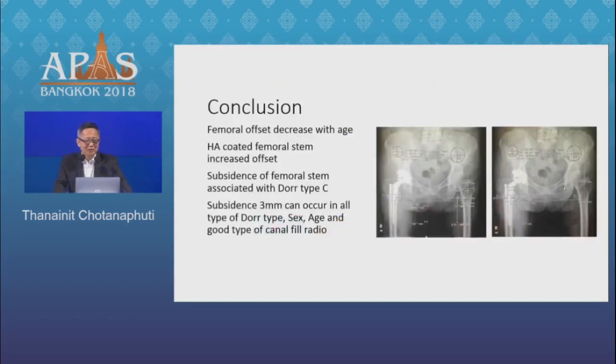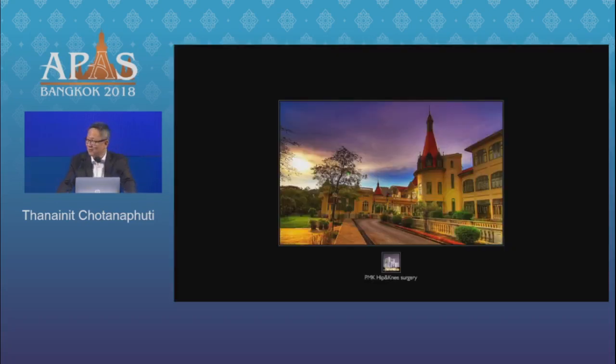So in conclusion, femoral offset decreases with age, and the HA stem increases the offset a little bit. The subsidence of the femoral stem is associated with Dorr type C. And we consider the subsidence of 3 millimeter can happen in any Dorr type, sex, age. And even with a good fill of the femoral canal, we did not find any difference in canal fill ratio also. Thank you for your attention.